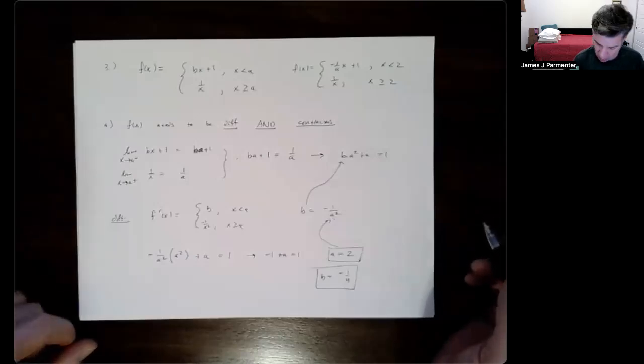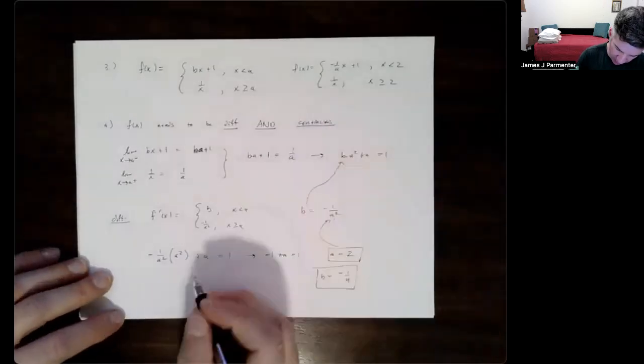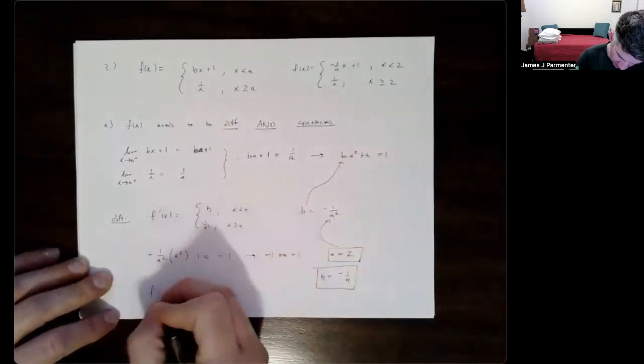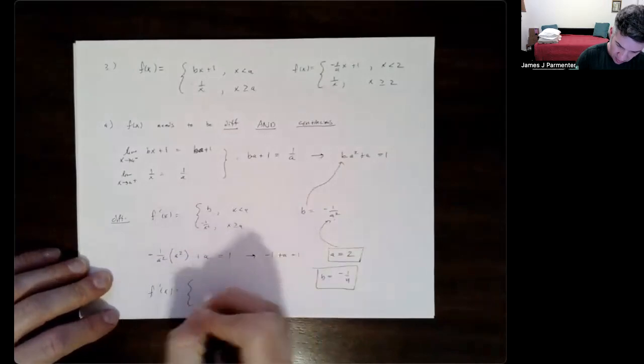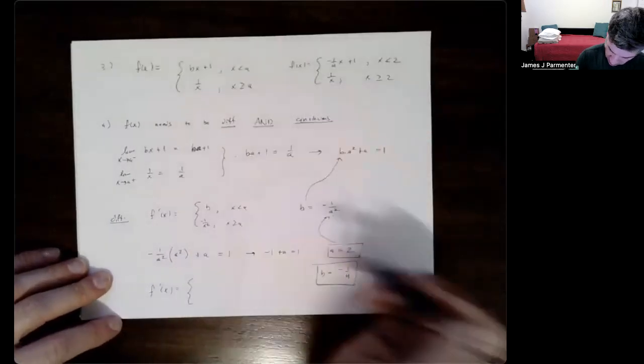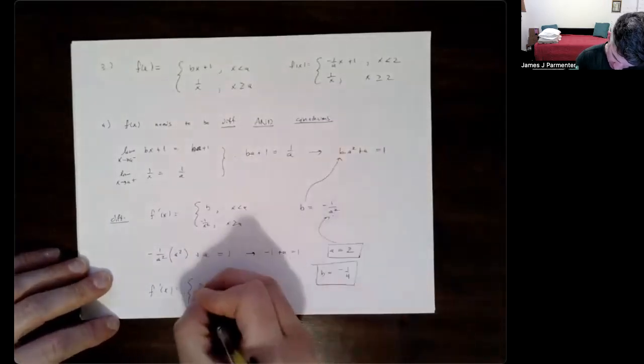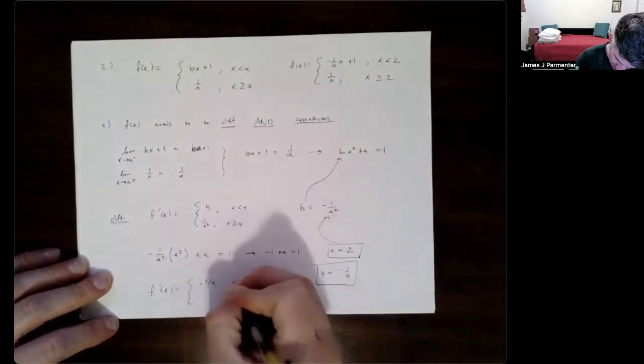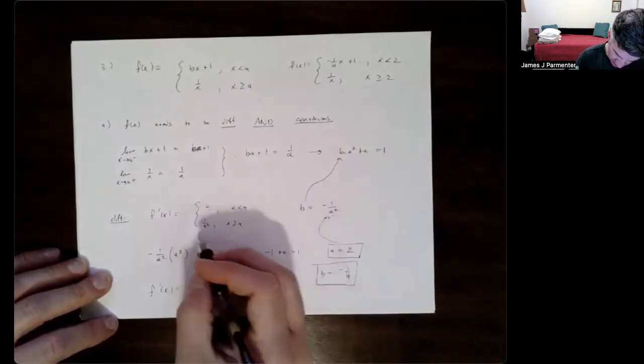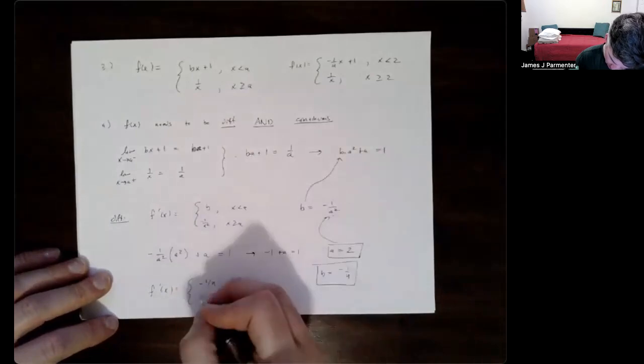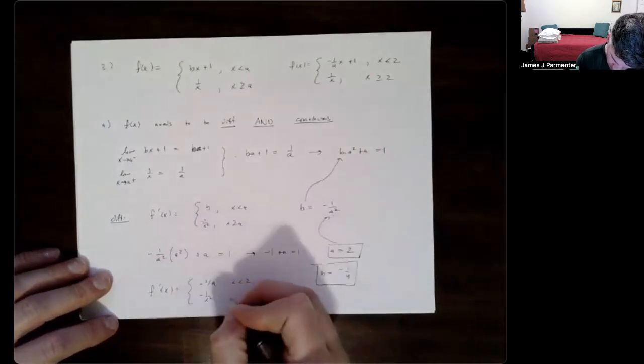Okay, so I guess we should write our first derivative as well, right? Here's our derivative. Our first derivative is actually b, which is negative 1/4 when x is less than 2, and our first derivative is negative 1 over x squared when x is greater than or equal to 2.